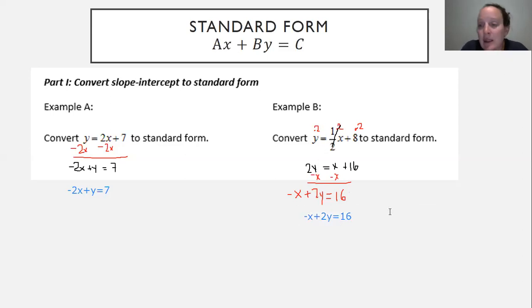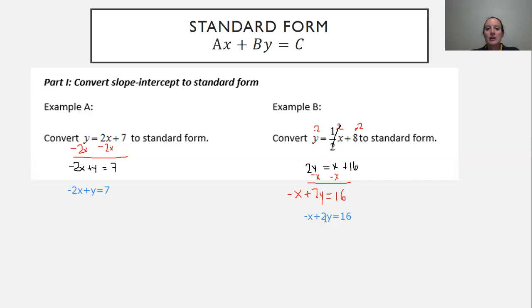Now helpful, it might not be. So that's how you write something in standard form. We'll be using standard form when we do more of our systems of equations, but that's what it looks like. The x's and y's on one side and a number on the other. Notice you don't know slope, okay? When you just look at standard form, you don't really know slope.